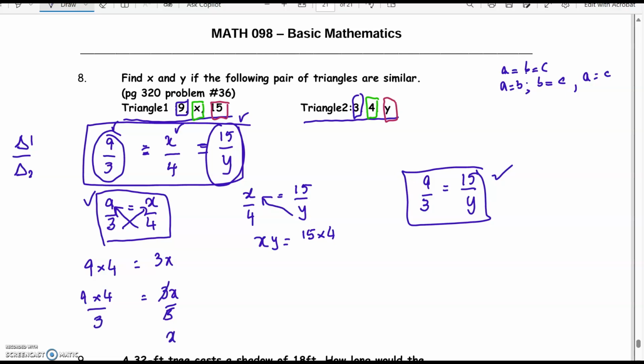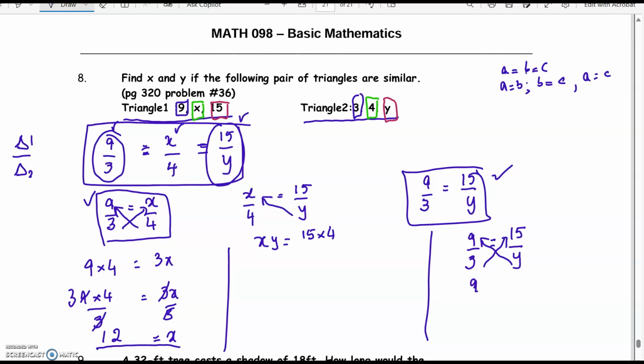And then we have x equals 3 times 3 is 9, 3 times 4 is 12. So we know that the side x is equal to 12. Now we solve for y because we don't know what the side is. 9 over 3 is equal to 15 over y.